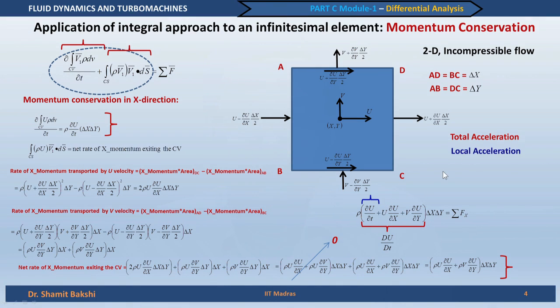So, the first component is the local acceleration, which considers the rate of change of velocity within the control volume with time, and the second part constitutes the convective component of velocity. In the convective component of velocity, what we have, along with the density, is the momentum exiting the control volume subtracted from the momentum which is coming into the control volume.